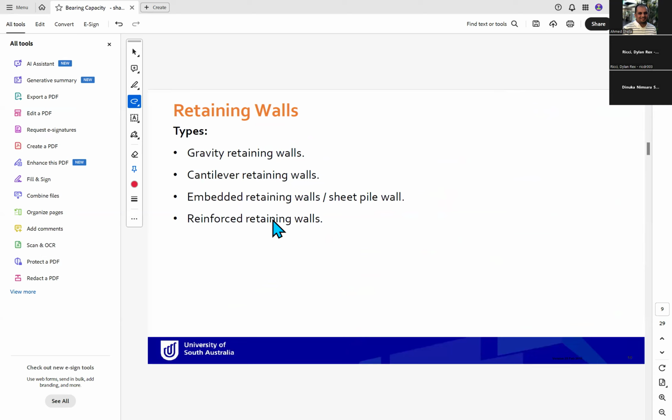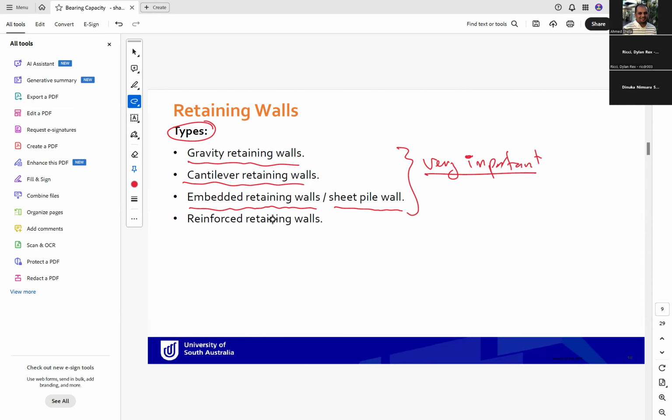So now we go into the types of earth retaining walls. What are the types of retaining wall? We have gravity retaining wall, cantilever retaining walls, and embedded retaining wall or sheet pile walls. These three are very important to us in the course, so we will go into more detail on them. And this one is less important, but you also need to know it, which is called reinforced retaining walls. So let's start discussing the first three.